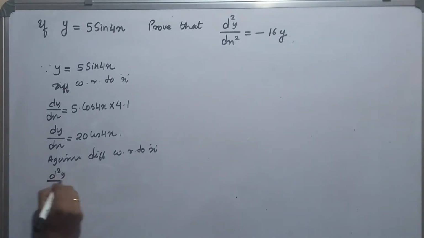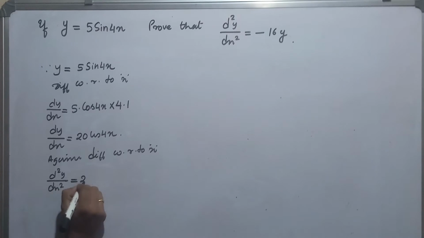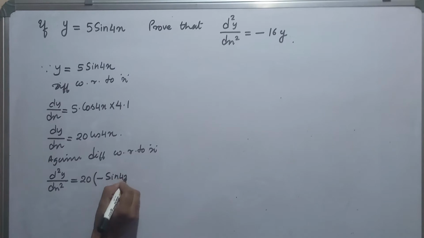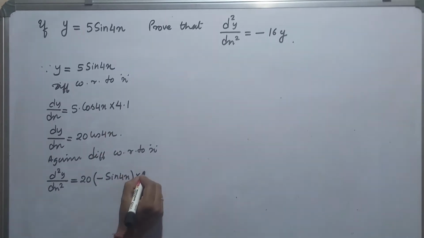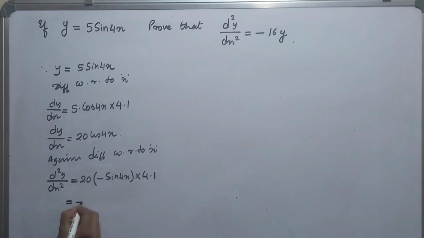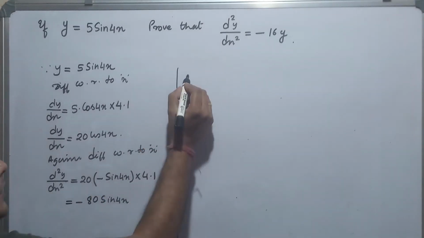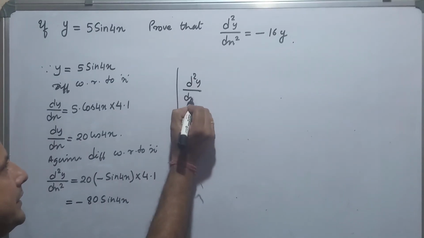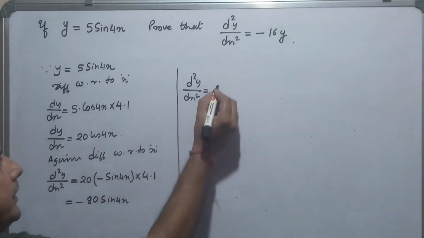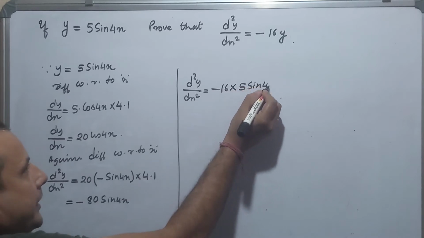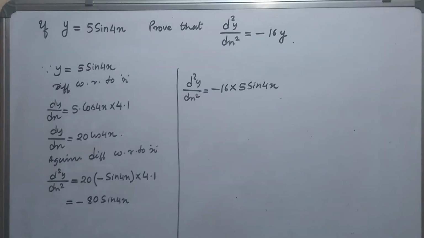This is d2y by dx square is equal to 20, and now the derivative of cos 4x is minus sine 4x into the derivative of 4x, which is 4 into 1, so minus 4 into 20, it is 80 sine 4x. But what you have to prove is d2y by dx square equal to minus 16y. So I'll write d2y by dx square is equal to, now we can write, minus 16 into 5 sine 4x. 16 into 5 is 80.